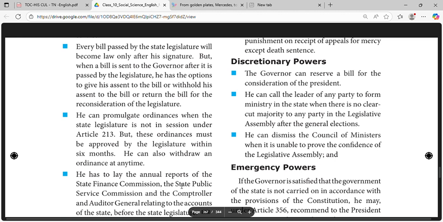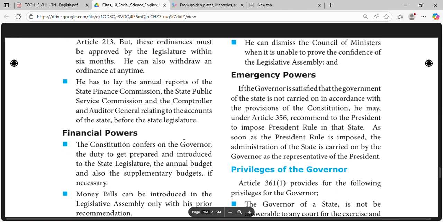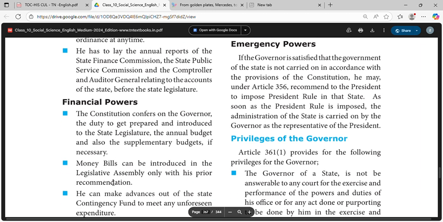He has to lay the annual reports of the State Finance Commission, the State Public Service Commission, and the Comptroller and Auditor General relating to the accounts of the state before the state legislature. The Constitution confers on the governor the duty to get prepared and introduced to the state legislature the annual budget and also the supplementary budgets if necessary.